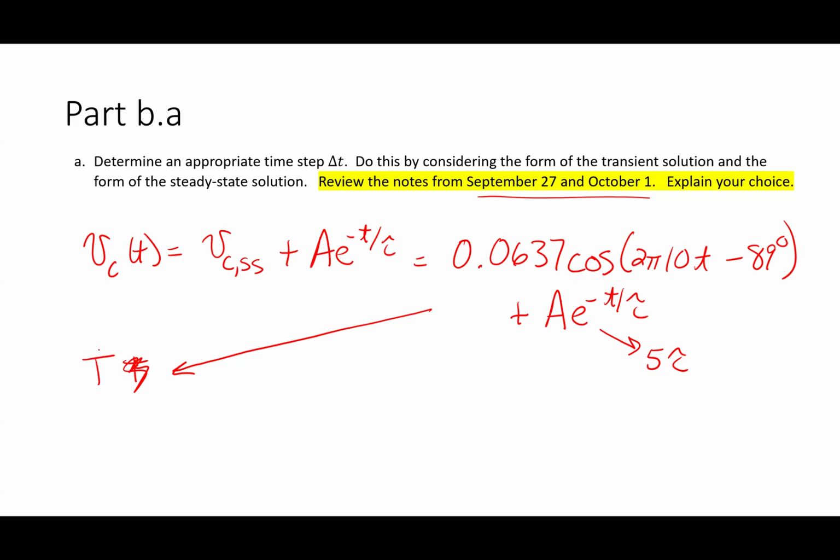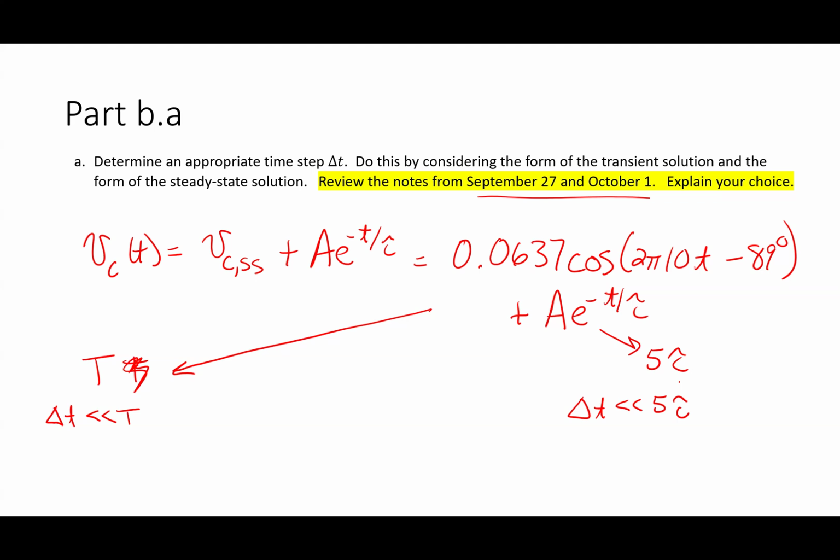So the period and then 5 tau. My options are to choose delta t much less than the period, or delta t much less than 5 tau. All right, let's unpack that for a second. We talked about that before, but let's talk about it again. To say much less than means what? If I'm thinking about just the steady state part, I want the time step delta t to be much smaller than the period. Why did I say much smaller than?